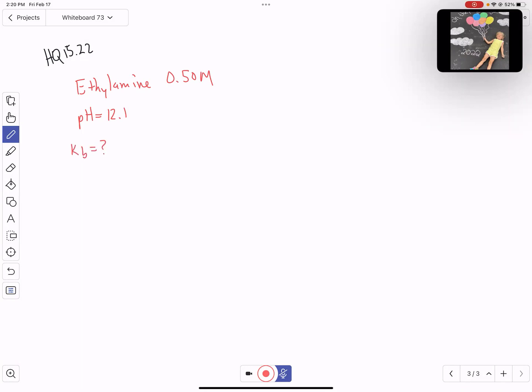So these questions are a little bit longer and a little bit different when we're working from the base side of these, because they've given us pH, right? And so as we've seen before, the generic expression for a base, if I have a base, it's going to react with water to form conjugate acid and hydroxide. So that would make my Kb expression, right? The concentration of the conjugate acid times the concentration of hydroxide all over the concentration of the base.